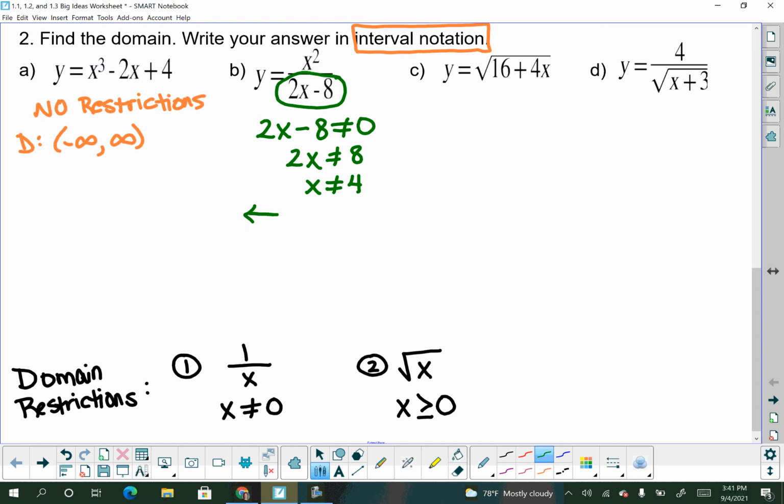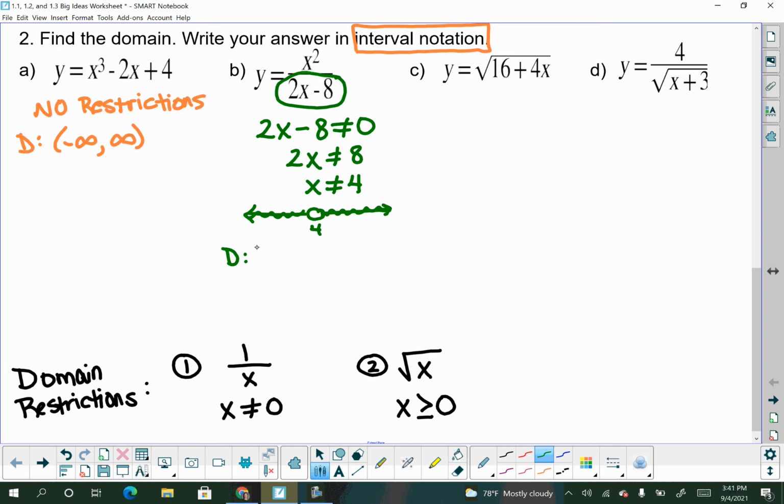So how we're going to write that, I'm going to show you a little number line here. Imagine my number line. We have an open circle at 4. Maybe I can make it a little better. There we go. And everything below 4 works, and everything above 4 works. We just have to jump over that single number.